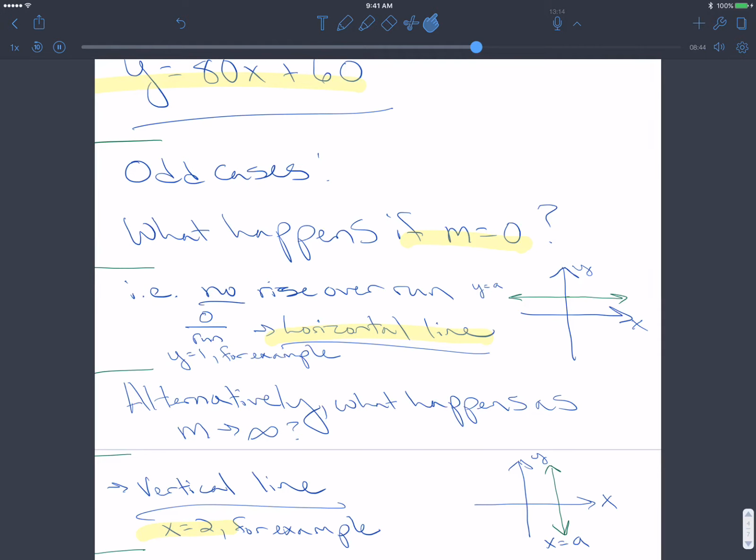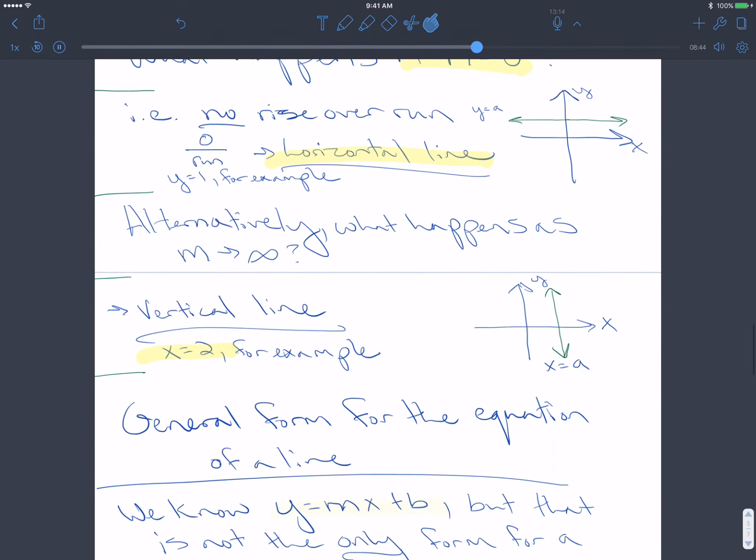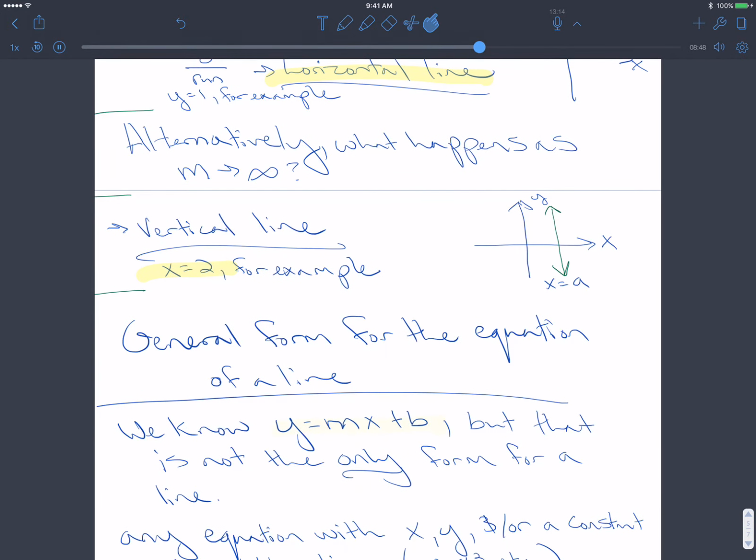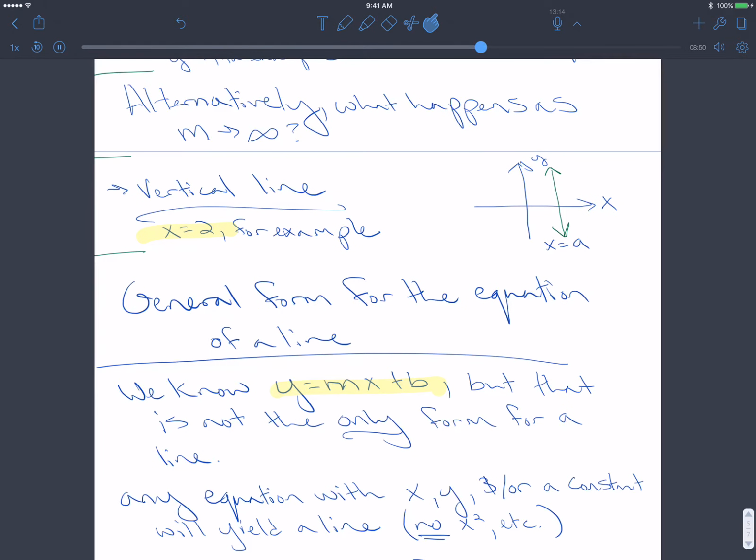The last part from this section is just talking about the general form for the equation of a line. You're very comfortable with y equals mx plus b, I hope, at this point, because that is pretty much what you've been using for a very long time. But that's not the only way the line can be. I just showed you, what if y equals 1 or x equals 2? Those aren't y equals mx plus b. Well, I guess they are, but they're not just y equals mx plus b. They're a special case of y equals mx plus b.